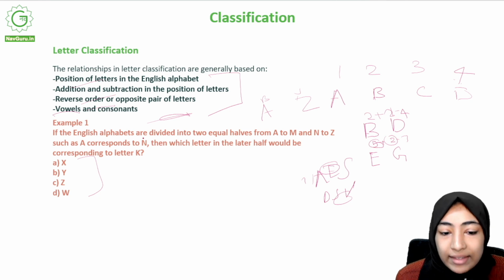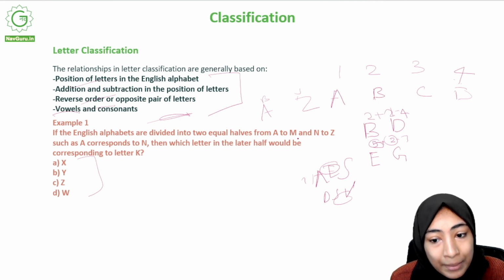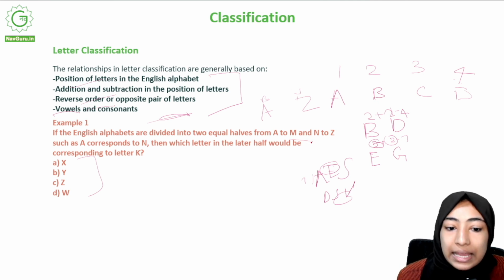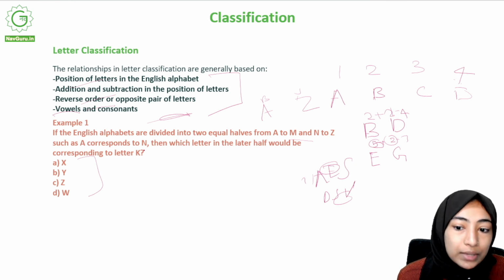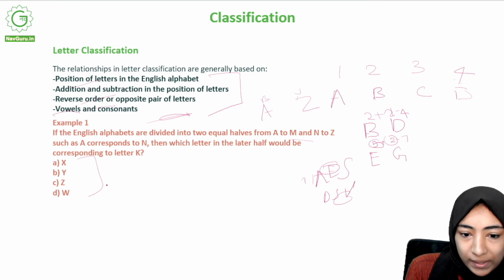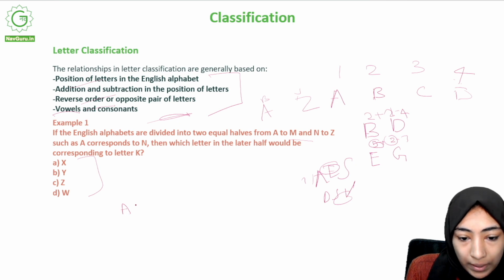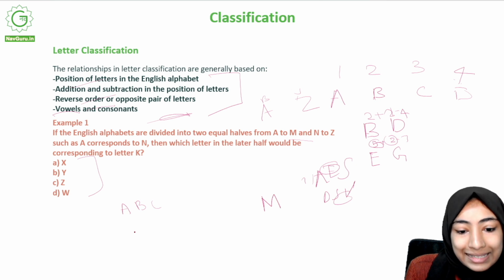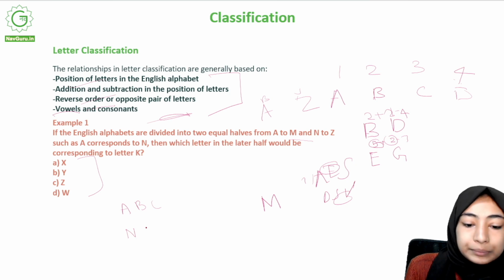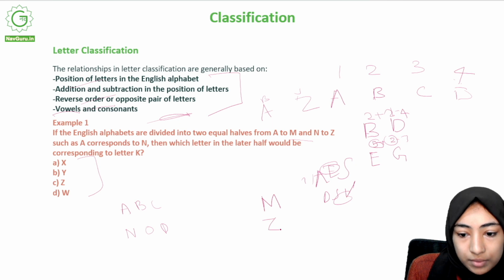If the English alphabets are divided into two equal halves from A to M and N to Z, such that A corresponds to N, then which letter in the later half would correspond to letter K? Okay, so it's a long question, but it's a very easy question. So you're dividing the letters into A, B, C, and so on till M, and N to Z. So you can write N right below A, right? Then O, P, Q, R, S, T, U, V, W, X, Y, Z. So Z would come at the end.